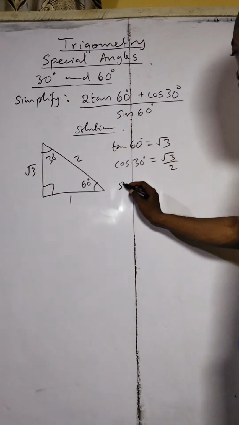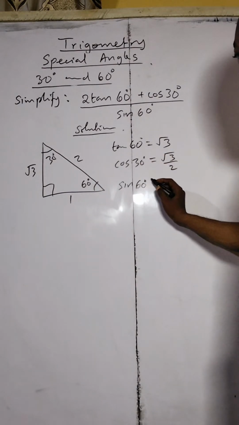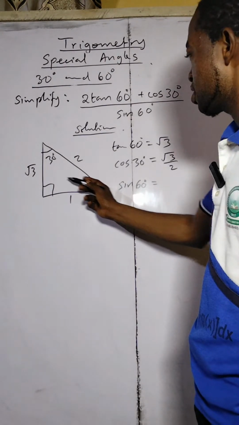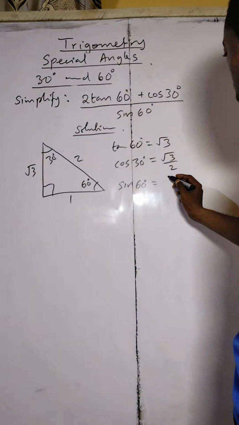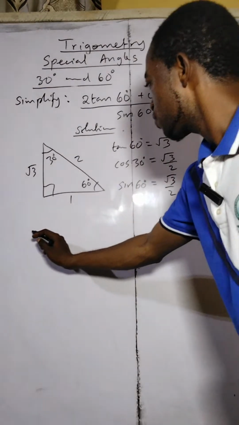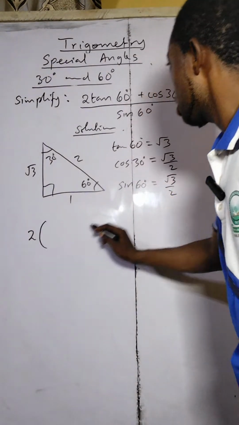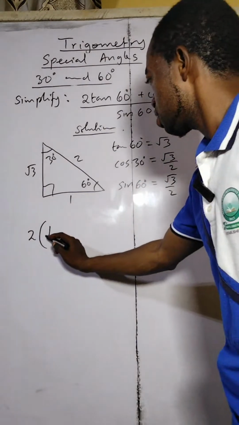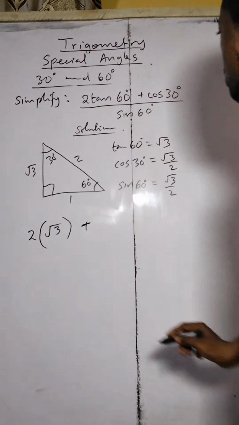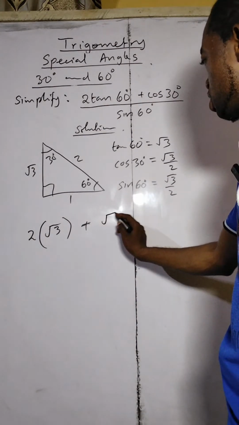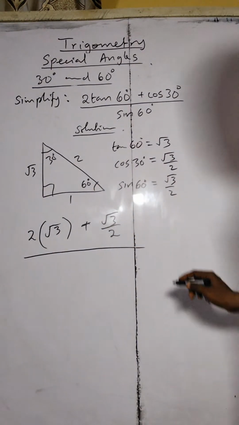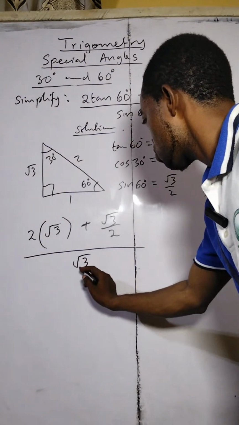And also we need sine 60. Don't forget sine is opposite over hypotenuse, and 60 is here, so that's opposite over hypotenuse, root 3 over 2 as well. Now, when we substitute, we have 2 times tan 60, that's root 3, then plus cos 30, which is root 3 over 2, then all divided by sine 60, which is still root 3 over 2.